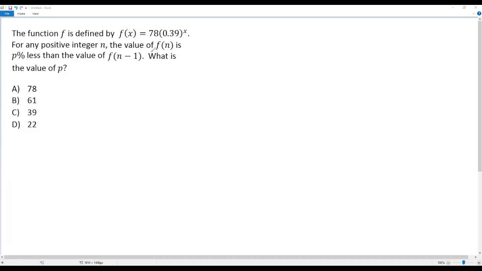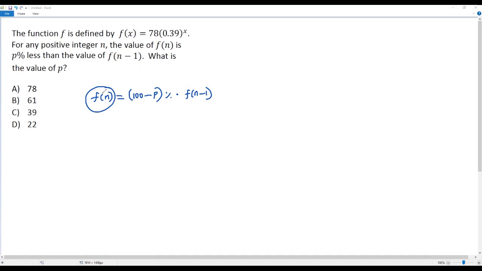Okay, now let's consider the statement we have over here. We can write this statement as an equation. We have f of n, and we can write this as f of n is equal to 100 minus p percent times f of n minus 1, because p percent less than means I have to subtract this p from 100.